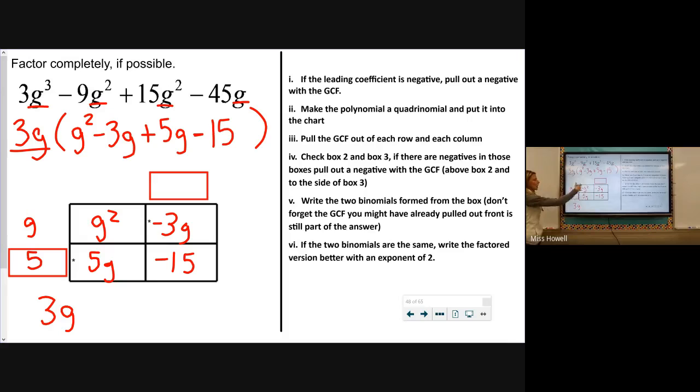This first column, g squared and 5g, they just share a g. And then over here, -3g and -15, starred one's negative, that goes out here automatically, and they both share a 3. All right, so we have a factor over here, g plus 5, and a factor up here of g minus 3. Good final, factored version, 3g times g plus 5 times g minus 3.